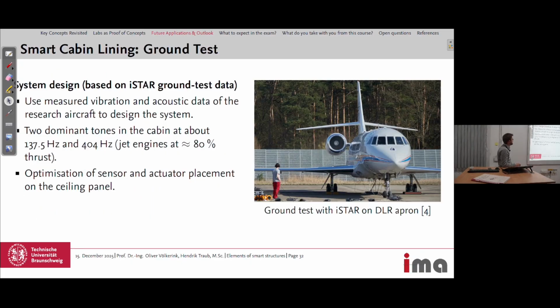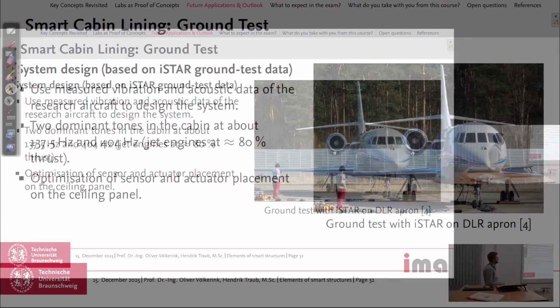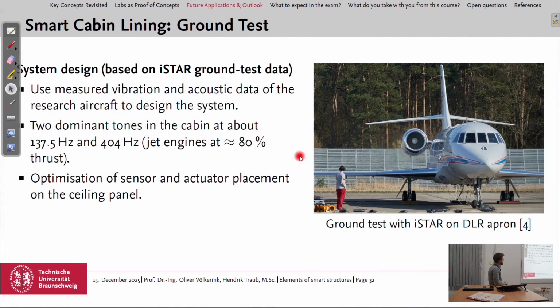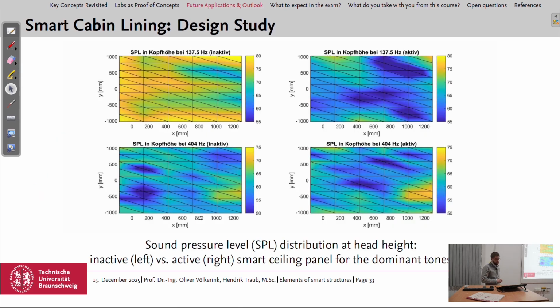What was the content of the project? One of the research aircraft from German Aerospace Center was used. This is a Dassault Falcon aircraft, and they did ground tests with the engines running at up to 80% of thrust, and then identified that there are two dominant tones in the cabin at 137.5 Hertz and 404 Hertz. With this input, they performed simulations on optimum sensor and actuator placement, and also tried to predict the performance.